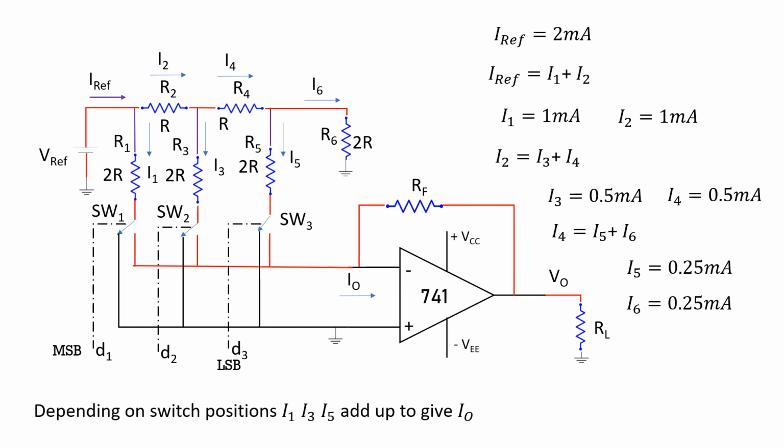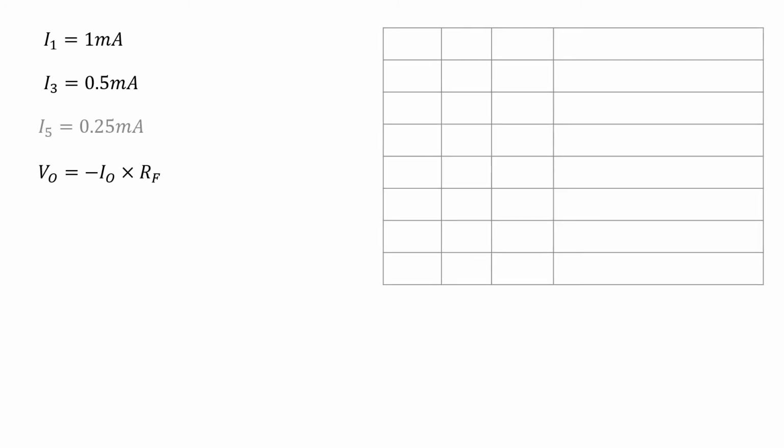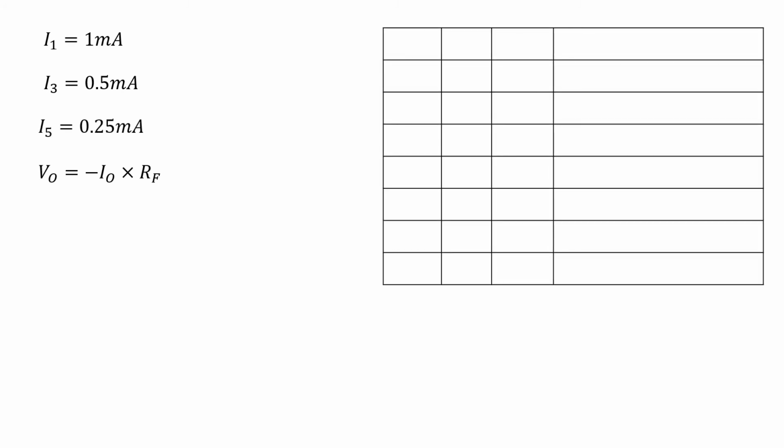Depending on the switch positions, I1, I3, I5 add up to give the current I0, and from that we can find the voltage V0. V0 will be equal to I0 times RF. There is a negative sign indicated because it is an inverting configuration. Therefore, if I1, I3 and I5 are known to us, V0 will be equal to minus I0 into RF.